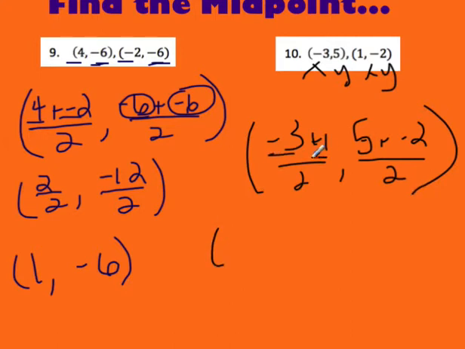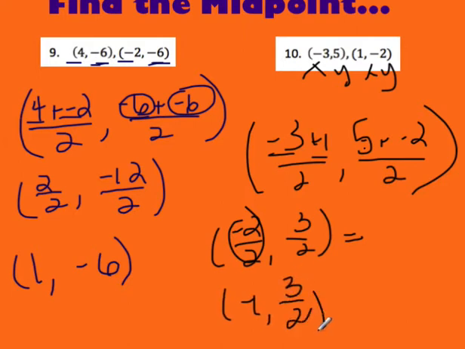So negative 3 plus 1 is negative 2 divided by 2. Negative 5 plus negative 2 is negative 7 over 2. Okay, so this negative 2 over 2 is just going to be negative 1, and you can leave this as 7 halves, or you could divide it out if you wanted to, because sometimes it's hard for us to understand what a fraction means. So I'm going to write that as negative 1, and then that's the same as negative 3.5. So that's your final answer.